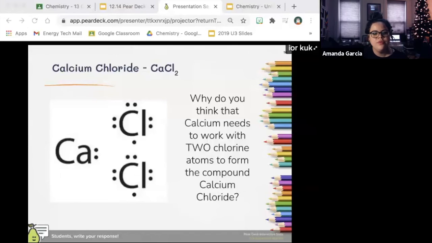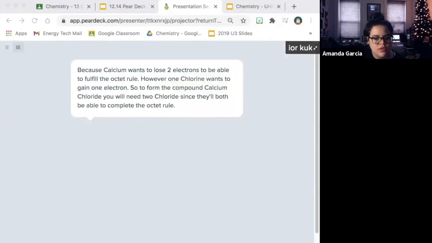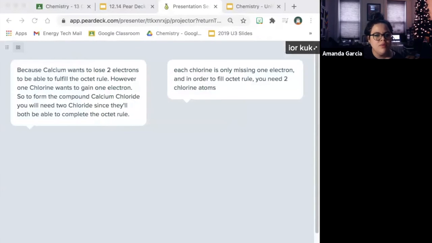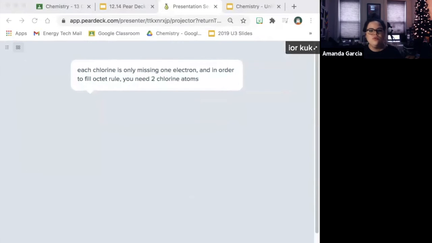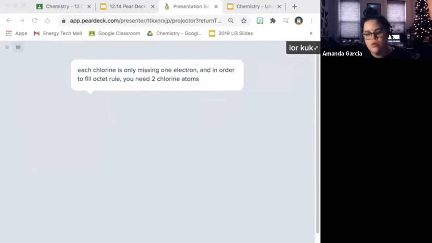All right, I'm going to read through some of your answers. I will also screen share them. So if you want to look at the Zoom screen share, you can read along with me. I have this one, which looks good: because calcium wants to lose, sorry, hang on. Each chlorine is only missing one electron, and in order to fulfill the octet rule, you need two chlorine atoms. That is good.